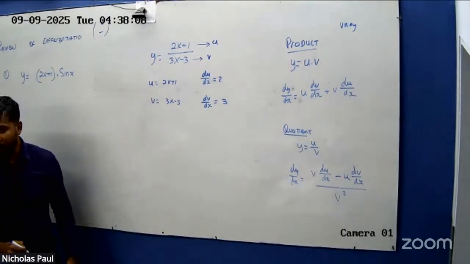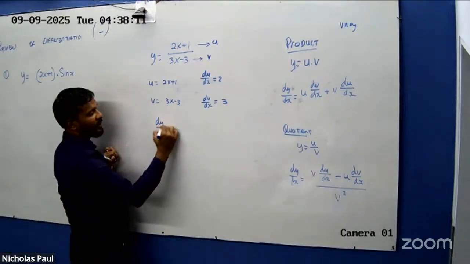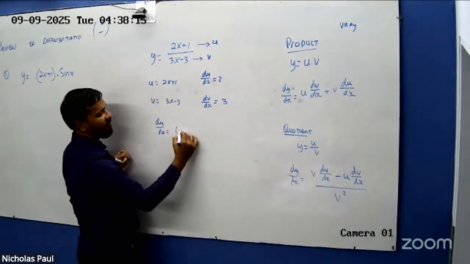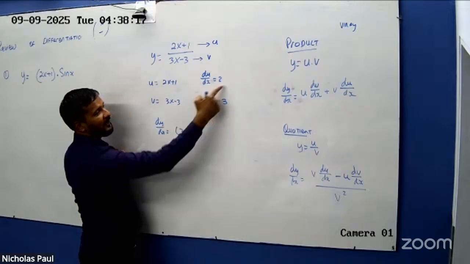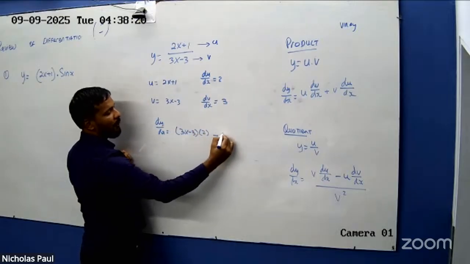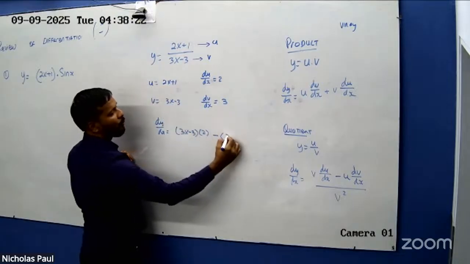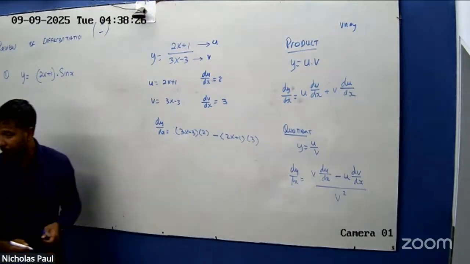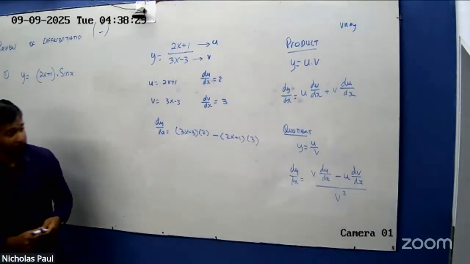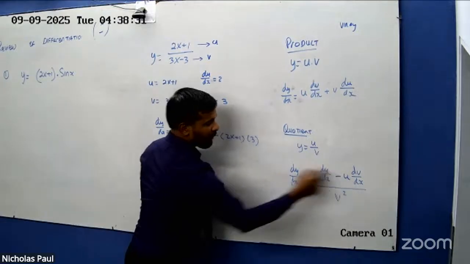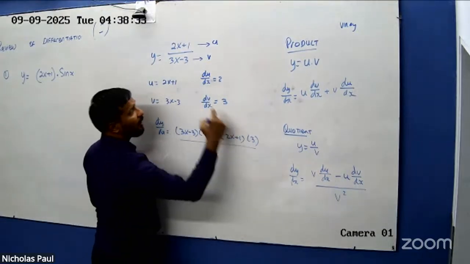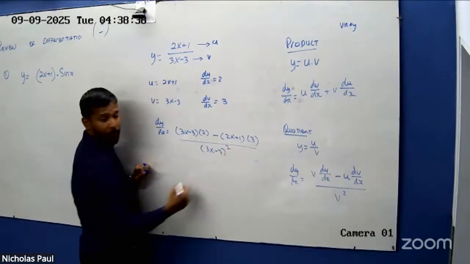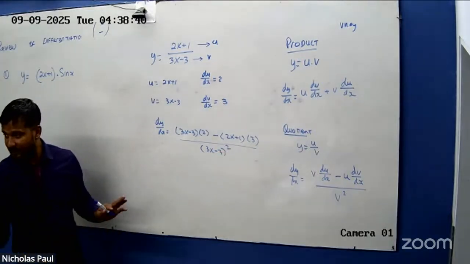That's okay? Are we done? All the hard work is finished. dy dx is equal to v, so I put in v times du dx, which is 2, minus u, which is 2x plus 1, times dv dx, which is 3. Okay with that? So I just plug it into the formula here, all over v squared, all over 3x minus 3 squared. That's it.